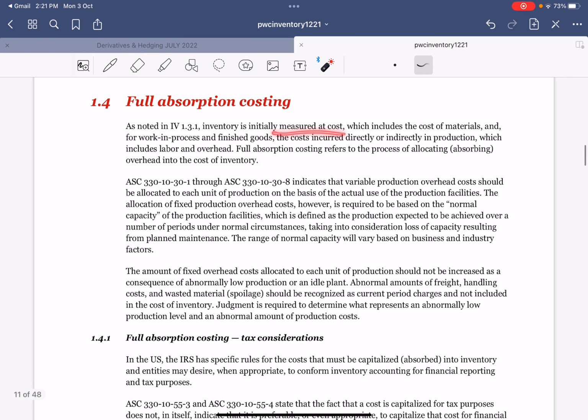Inventory is initially measured at cost. Okay, it's determined at cost, which includes the cost of material and other finished goods and costs incurred directly or indirectly in production, which includes labor and overhead. Full absorption costing refers to a process of allocating or absorbing overhead into the cost of inventory. Like, I have bought 100 units at a price of 50, so I have 5000 costing, but of that 100 I only utilize 80, so I cannot allocate the whole costing of 5000 of the 100 units to my P&L, because it will show wrong profits.